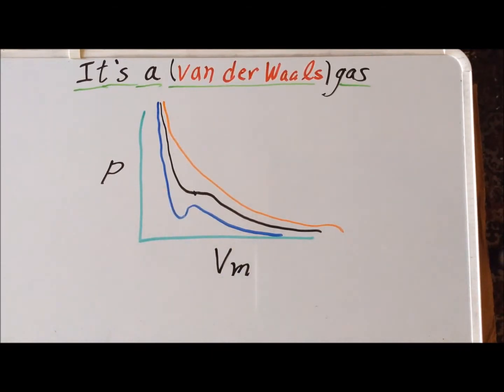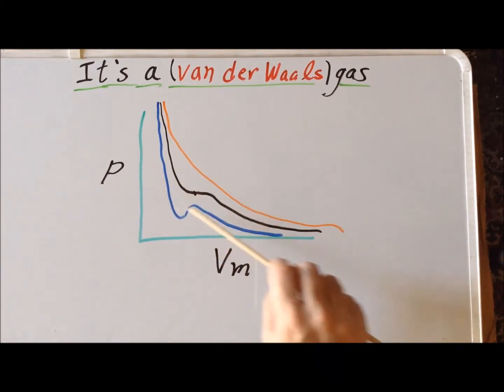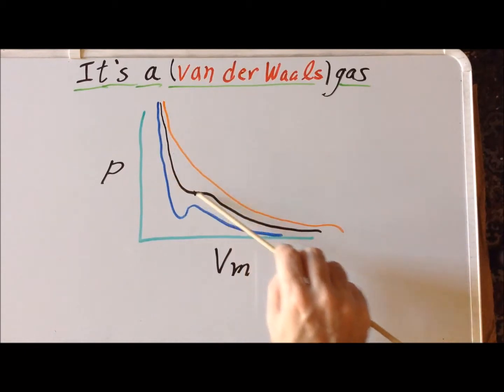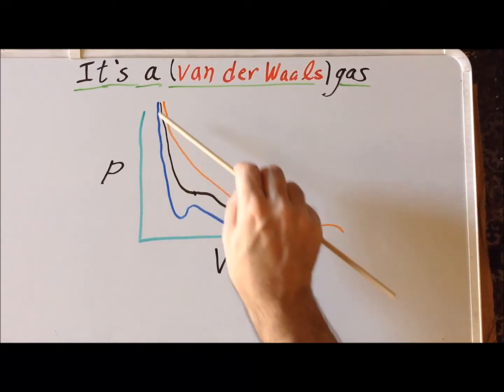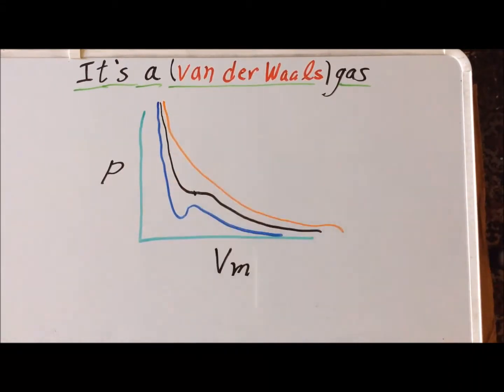But we can use the fact that we have these van der Waals loops at certain isotherms as a reminder that these particular isotherms are for situations where we're below the critical temperature. The black is at the critical temperature, and then the orange is above the critical temperature.